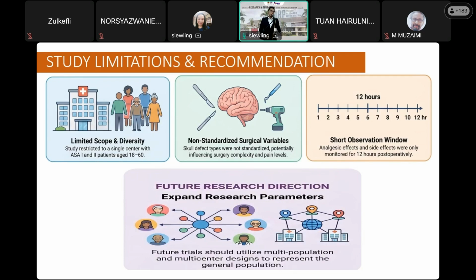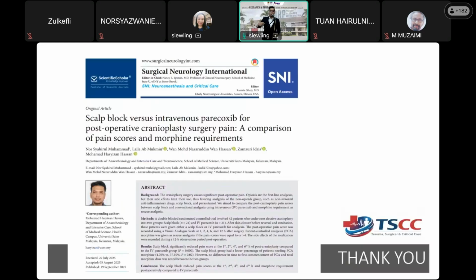And of course, we have to design a multi-center trial to expand the usage of scalp block in the general population. Okay, the study was published last year, after 3 to 4 years of being completed.